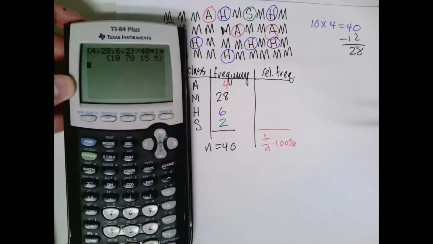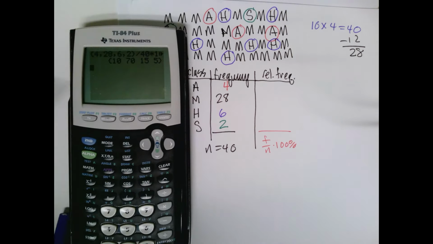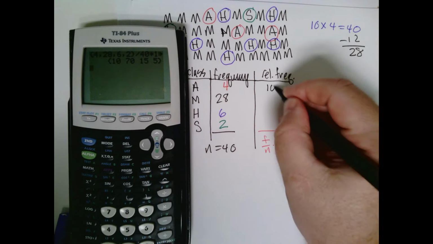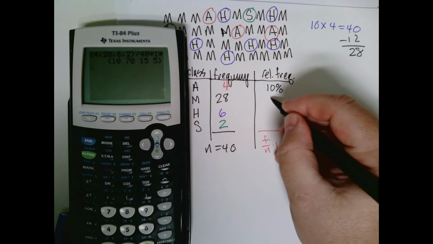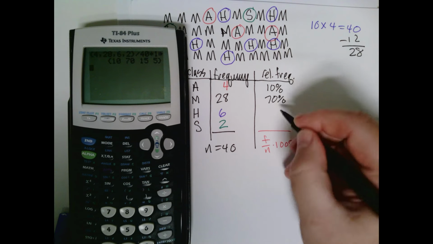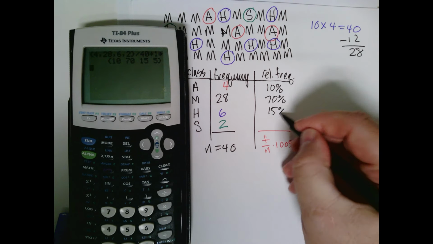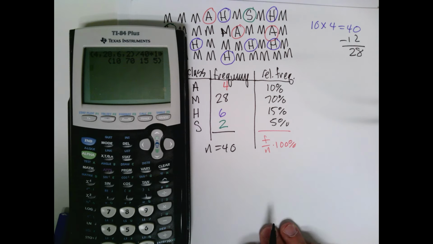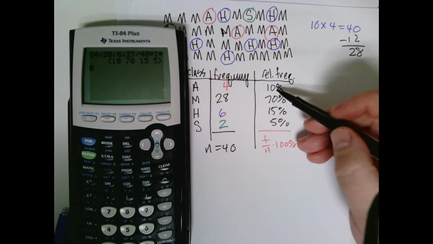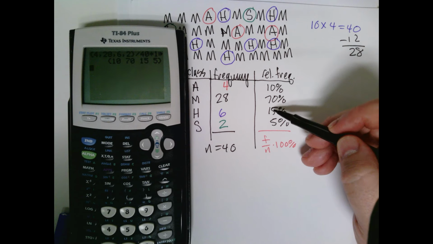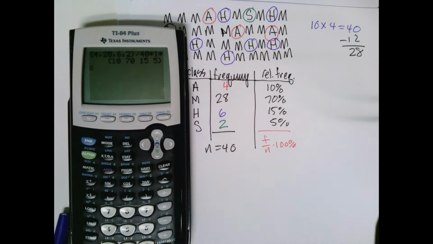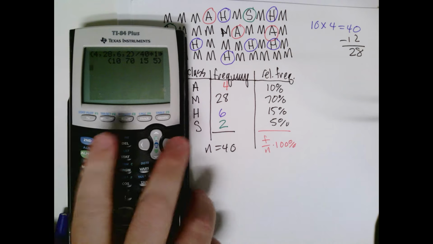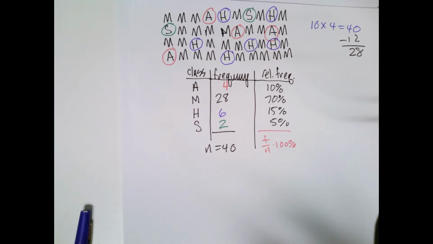10%, 70%, 15%. So we have 10%, 70%, 15%, and 5%. If you want to make sure, you can add them up. So you get, notice that there's 80, 95, 100%. So all the data has been accounted for. And with categorical data, that's it.